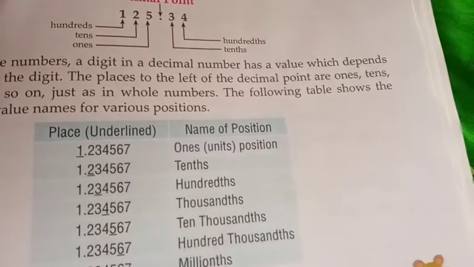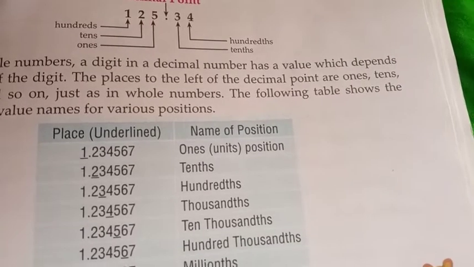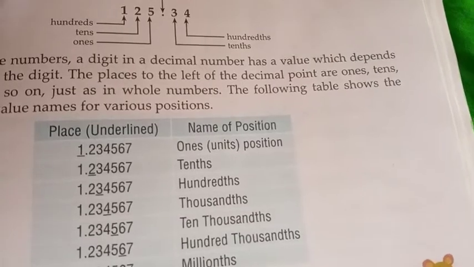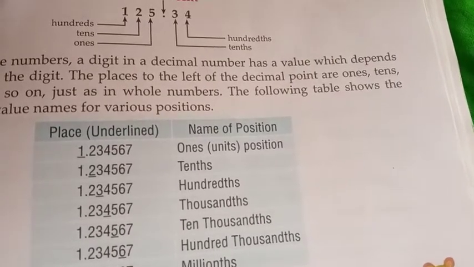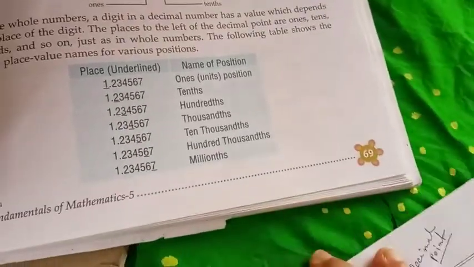So this you have to remember: on the left side of the decimal point we can use the Indian system or Hindu-Arabic system, and on the right side of the decimal point we use the places of the international system, the international place value chart.